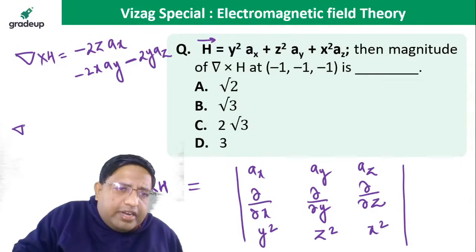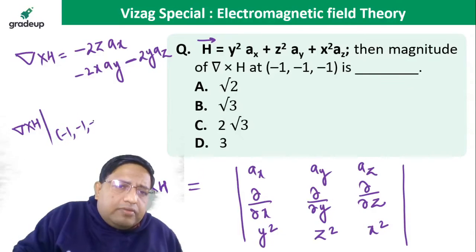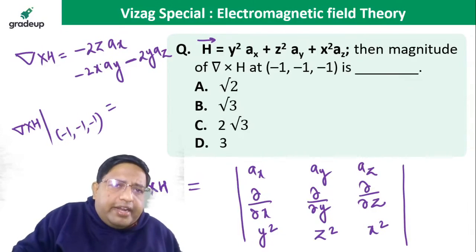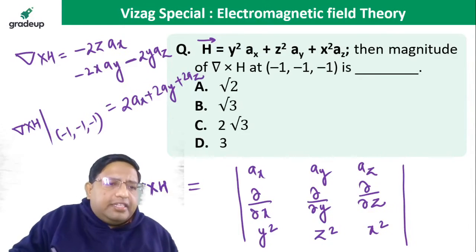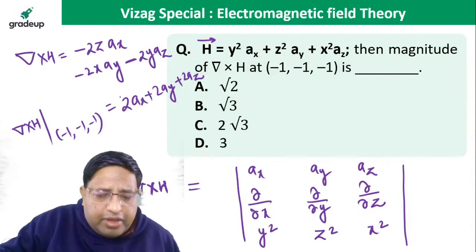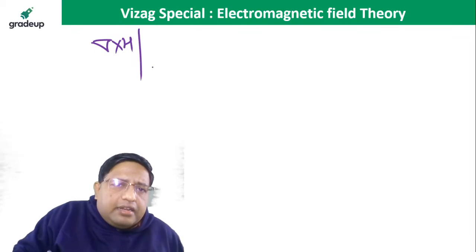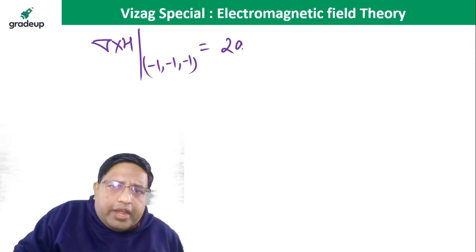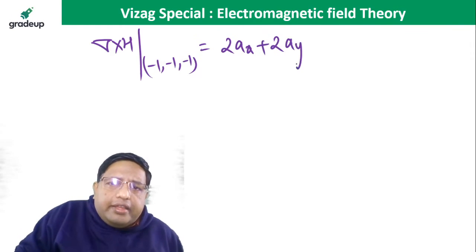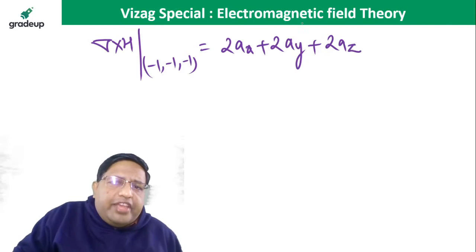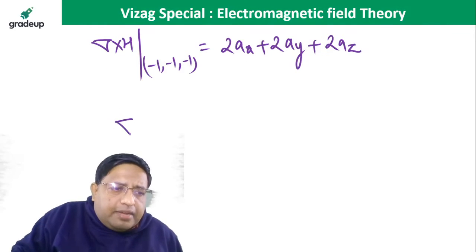But you have to calculate del cross H at the point -1, -1, -1. If you calculate, it is 2AX plus 2AY plus 2AZ. That is the del cross H. Yes, Abhijit, you have calculated the correct answer. Del cross H at -1, -1, -1 is 2AX plus 2AY plus 2AZ. But we have to calculate the modulus. So what is the modulus?